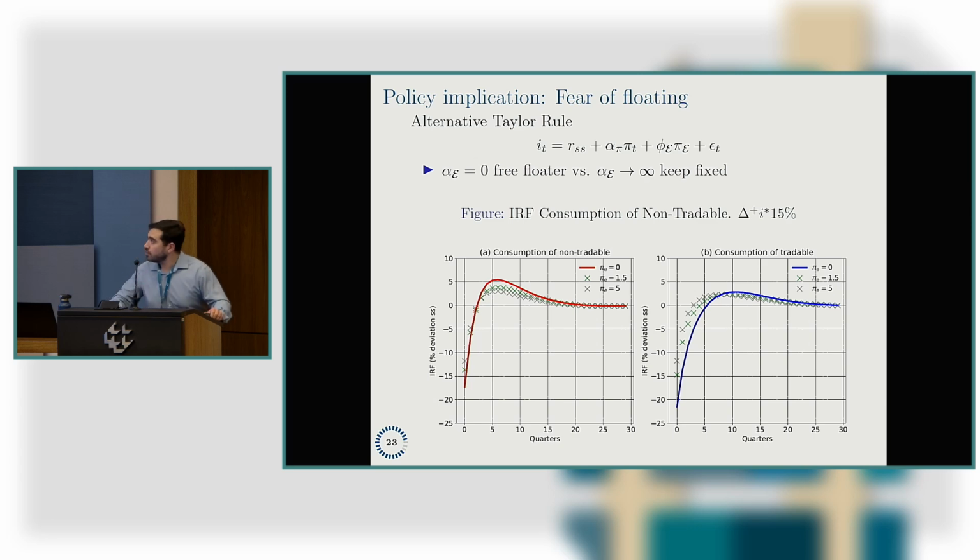And finally, the last result that I have to show you is the policy implication. Basically, in the previous case, we assumed that there is a flexible exchange rate, but now I push the economy to go from free floater to keeping the exchange rate fixed. And in that case, if we fix the exchange rate instead of letting it float freely, as Mexico did in December 1994, consumption declines by half of what we observe in the data.